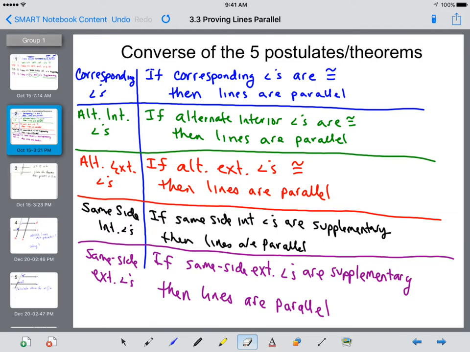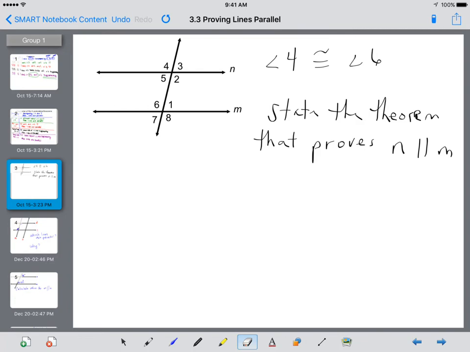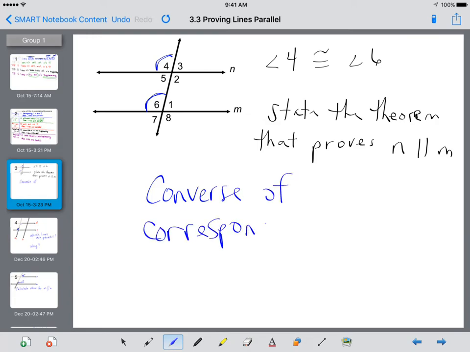I'm going to dive into the examples. First example, angle 4 is congruent to angle 6. State the theorem that proves n parallel to m. Well, if angle 4 is congruent to angle 6, they are corresponding angles. So when corresponding angles are congruent, we have parallel lines. So the theorem would be the converse of our corresponding angles theorem.